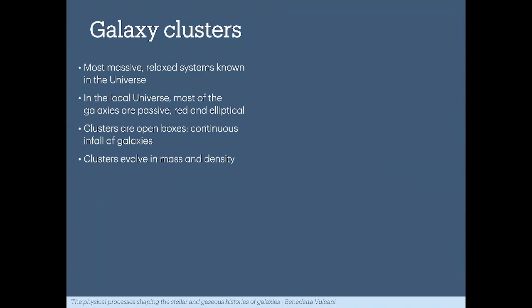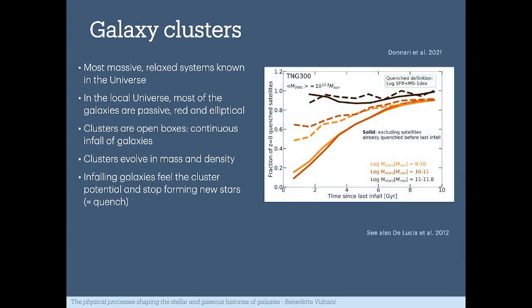Most of the galaxies that fall into the clusters are typically star-forming galaxies. And then at some point, they quench, they stop forming new stars. Here there is a result from the latest TNG simulations that shows the fraction of redshift 0 quenched satellites as a function of the time since infall. Just focus on the solid lines: galaxies that just fell into the clusters have a higher probability of being star-forming. The longer the galaxies stay in the cluster, the higher the probability of being quenched. So really, clusters quench galaxies.